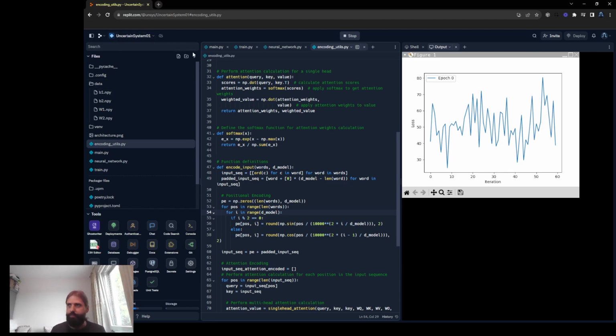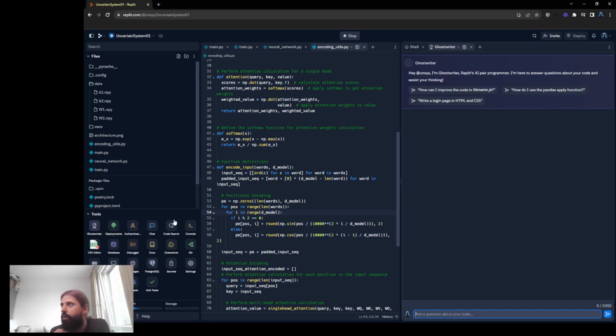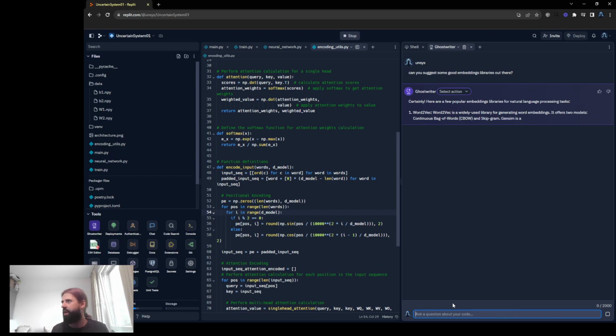Ghost Rider, where are you? There you are, Ghost Rider. I don't know if Ghost Rider can suggest me that, but can you suggest some good embeddings? Are these libraries? How is this integrated?